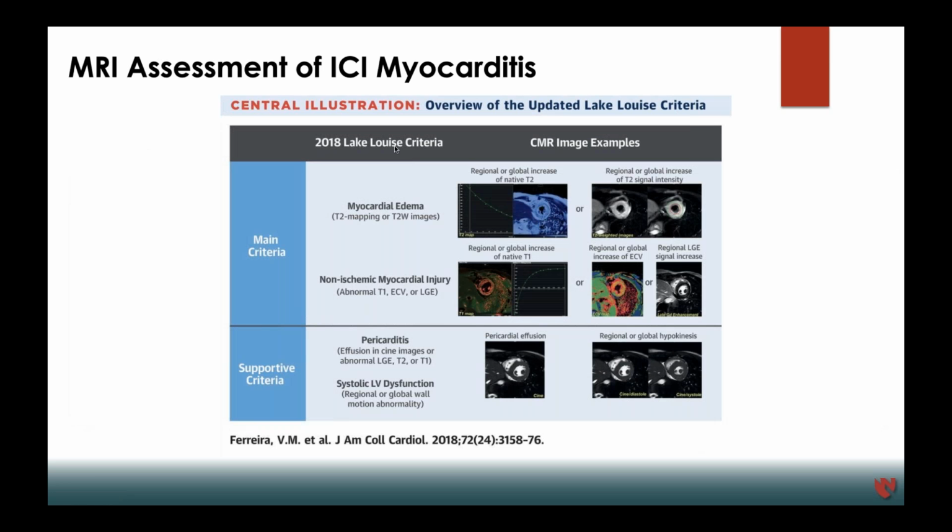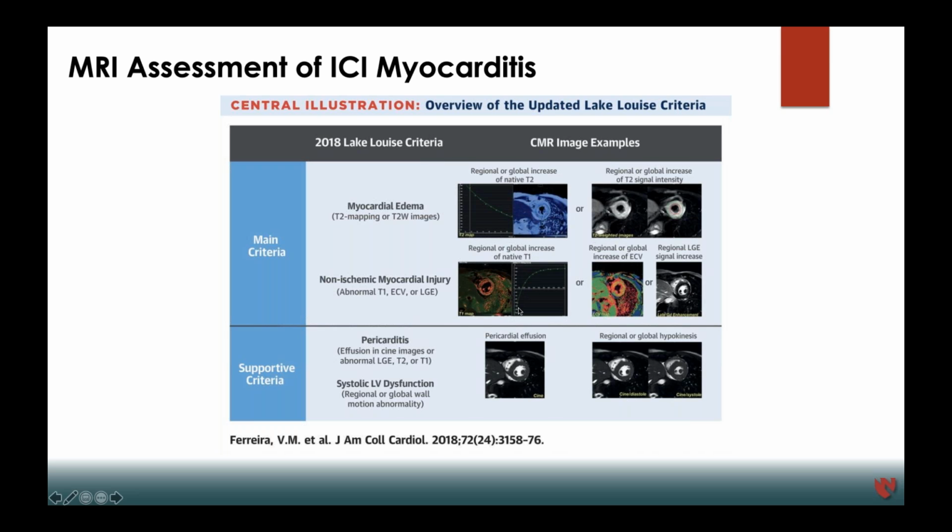But it's not just about LGE for evaluating checkpoint inhibitor myocarditis. We have to use our other MRI parameters. In our updated Lake Louise criteria from 2018, we also have to look at T2 weighted imaging, whether that's a T2 color map here, quantitatively assessing that, or looking for T2 STIR abnormalities and assessing that qualitatively.